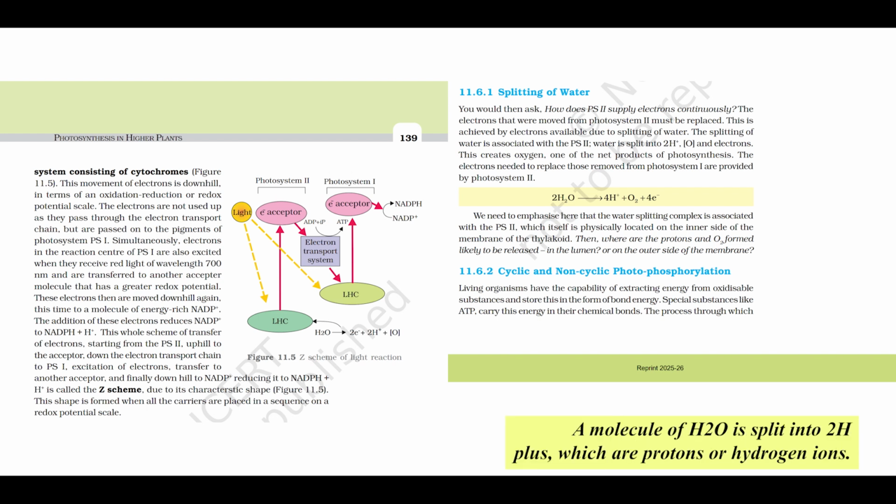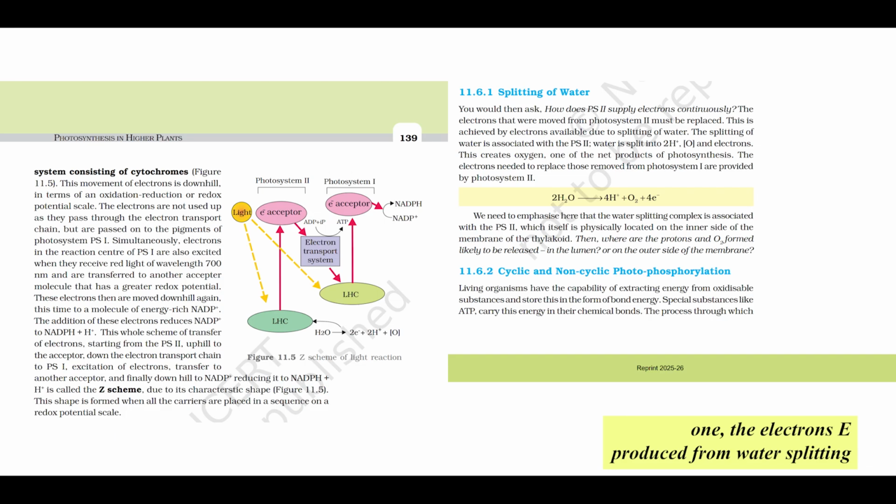A molecule of H2O is split into 2H+, which are protons or hydrogen ions, O, a nascent oxygen atom, which is highly reactive, and 2e-, 2 electrons. Sometimes you see it written for 2 water molecules yielding 4H+, O2 and 4e-. Now, to address your specific points.